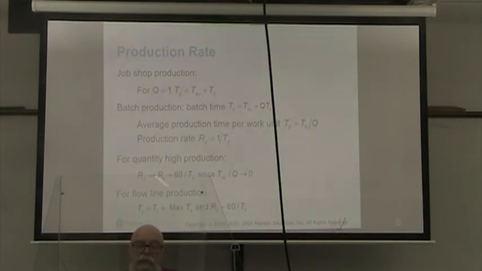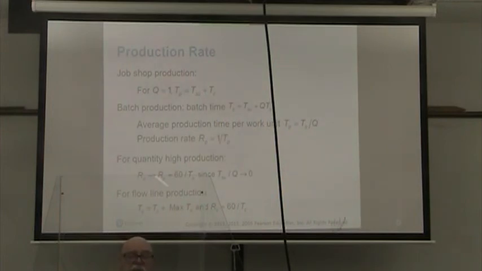For quantity high production, production rate is the... man, I'm thinking I should have the book cracked open here. Oh, okay. So that's production capacity. So you divide 60 by the time of production to see how many per hour you can make. And we assume that our time of setup divided by our quantity goes to zero.